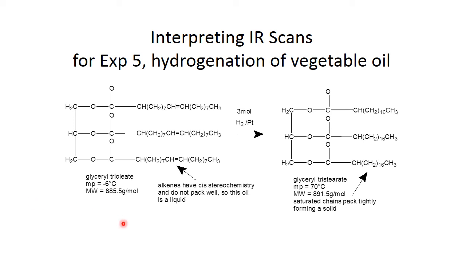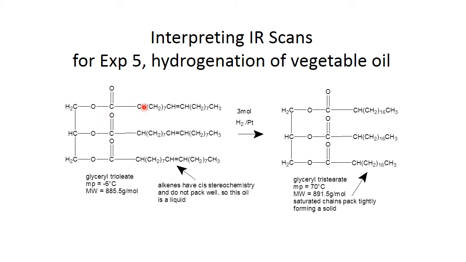Interpreting IR scans for experiment 5, the hydrogenation of vegetable oil. The vegetable oil that we are using is liquid canola oil. Vegetable oils in general are triesters of glycerol. So this is the glycerol piece on the left.